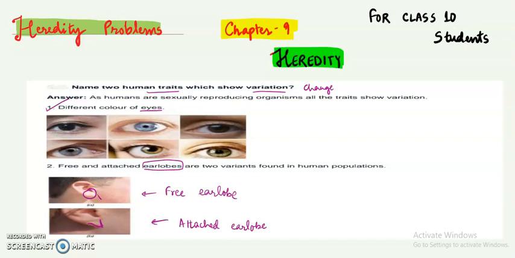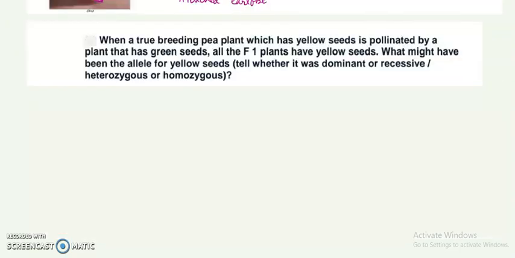Now we will come on to another question. This is the second question that I have picked for you, students, and it is asking: when a true breeding pea plant which has yellow seeds is pollinated by a plant that has green seeds, all the F1 plants have yellow seeds. What might have been the allele for yellow seeds? Tell whether it was dominant or recessive, heterozygous or homozygous. Remember, there are a few key terms in the question. One is true breeding. True breeding always means homozygous condition, and homozygous means that both the alleles will be similar.